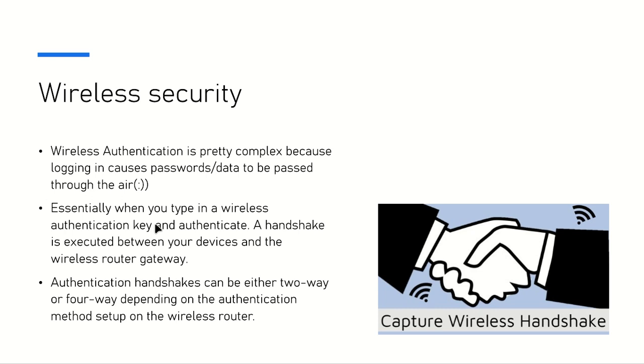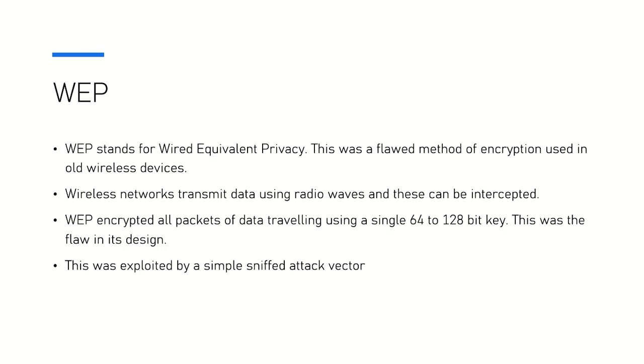And when you're logging into a wireless network, there's something called a wireless handshake that is executed between you and the router. These wireless handshakes can either be two-way or four-way handshakes. We'll take a look at these when we look at different types of wireless security protocols. The first wireless security protocol to keep in mind is known as WEP. WEP stands for Wired Equivalent Privacy, and this is a flawed method of encryption. It's used in much older wireless devices, but it's still in support and it's still running.